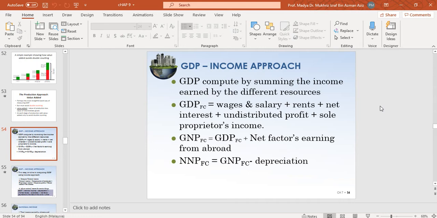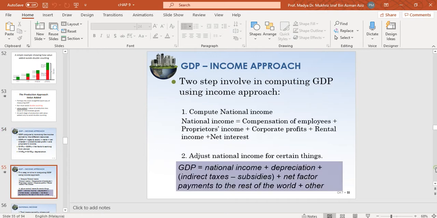But for this particular semester, the income approach is based on summing the GDP, which is the addition of wages, salary, rents, net interest, and profit. And then you have GDP. The GNP is GDP plus net factor earnings from abroad, meaning the income which is earned overseas, outside Malaysia. And then you also have the net national product, which is GNP minus depreciation.